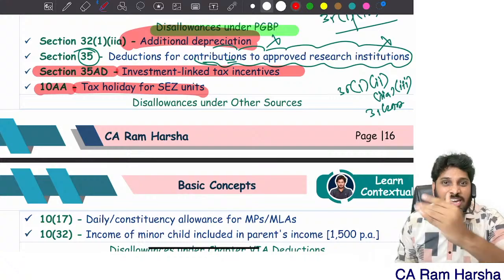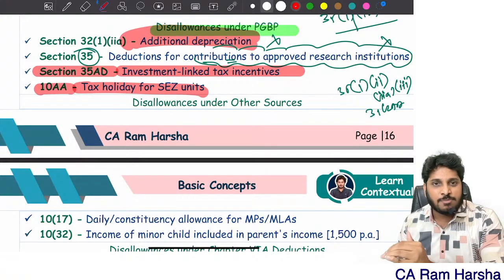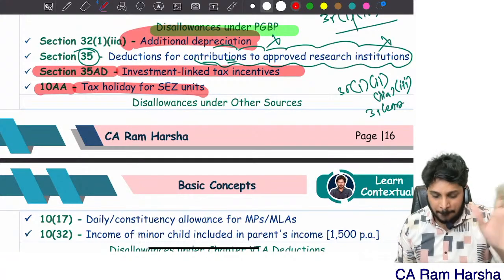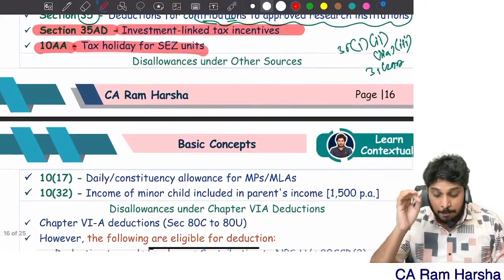Then 35AD, you cannot claim deduction. 10AA, you cannot claim benefit. Tax holidays, special economic zone, export related profit, no benefit at all. These are the disallowances under PGBP.